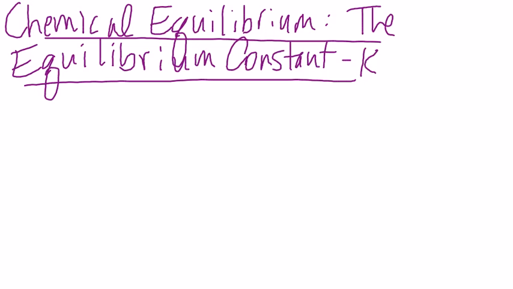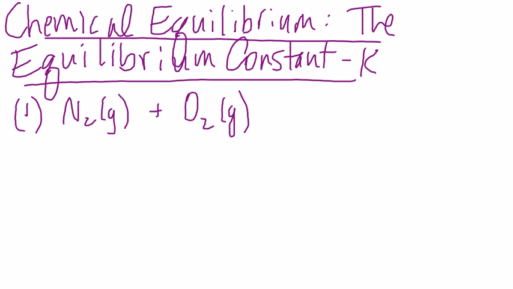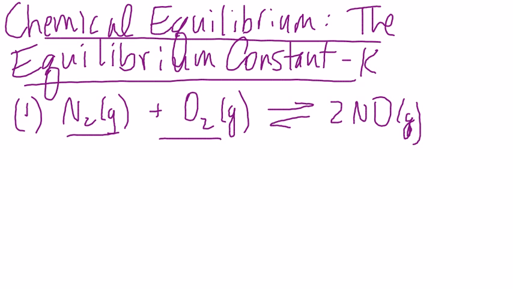For example, an example of a reaction with a small K would be nitrogen gas reacting with oxygen gas to produce the highly deadly nitric oxide, which is also a gas. Luckily, these two gases prevalent in our atmosphere only do this to a very small degree. K for this reaction is 1 times 10 to the negative 30.